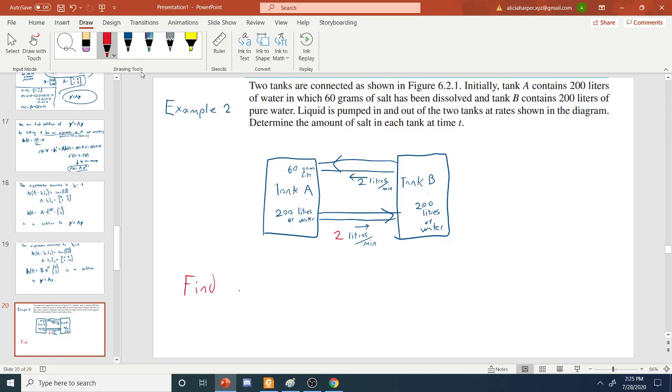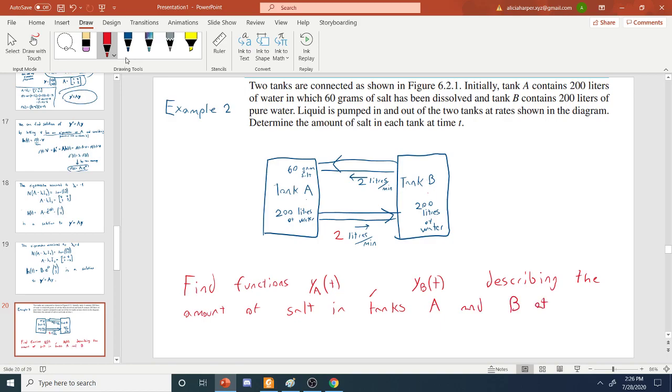So find functions y_A of t and y_B of t describing the amount of salt in tanks A and B at time t. All right, so let's think of what's happening.